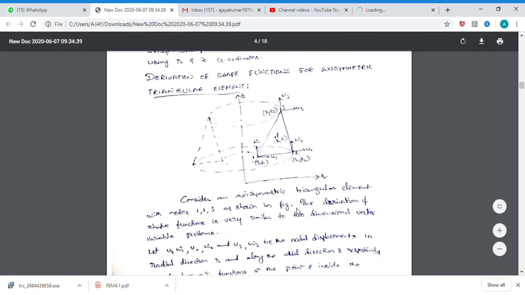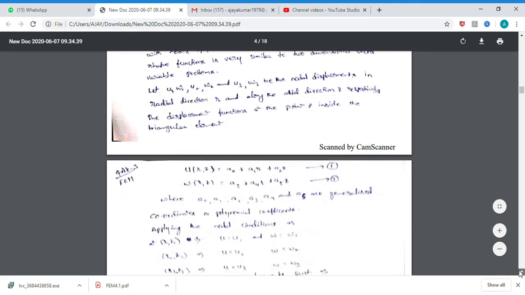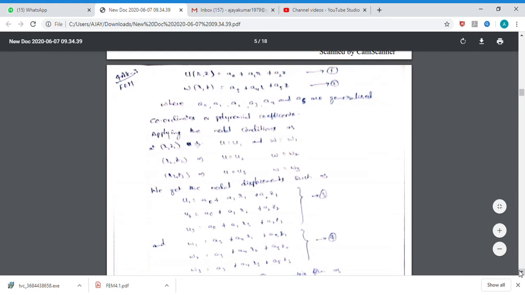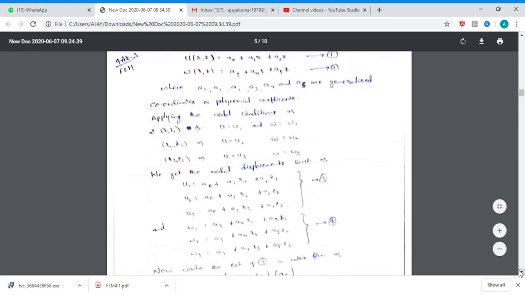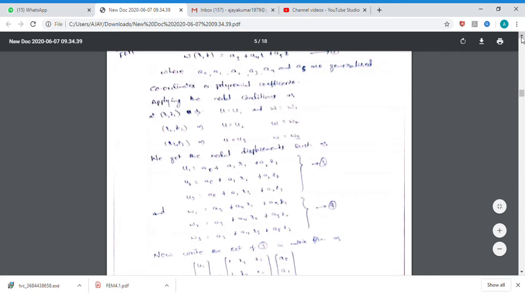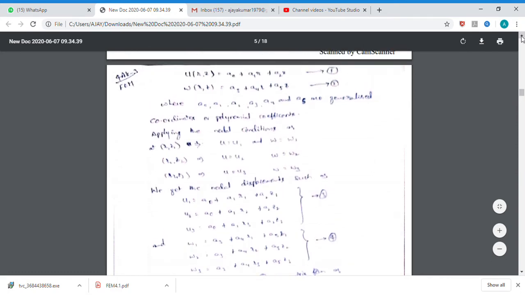Now, first of all we have to take one suitable polynomial equation for this particular triangular element. Unfortunately, in the scanner, this one is not printed properly, but I will read carefully. All of you try to understand. But this one is good in my material. Already that one is available in WhatsApp, so go through that one. We have to write a suitable polynomial equation in radial and axial directions.